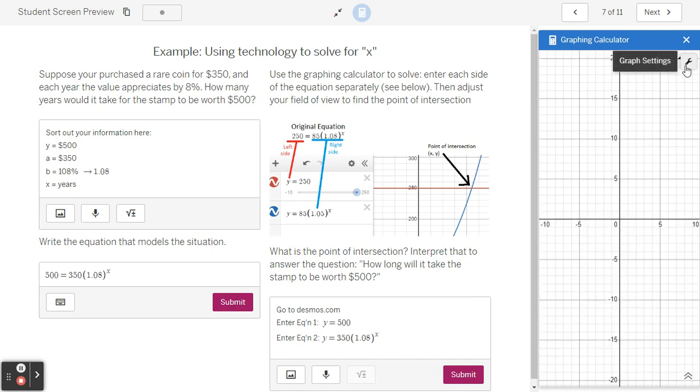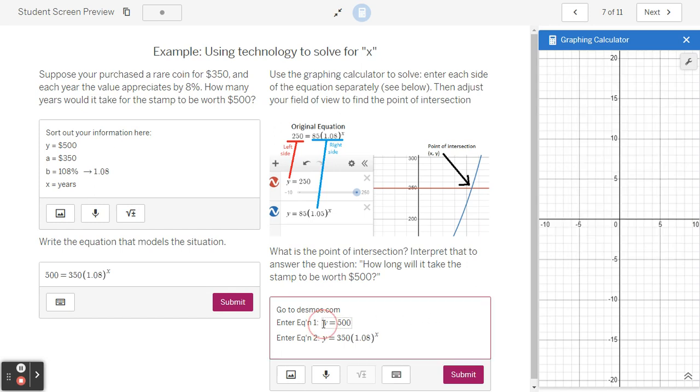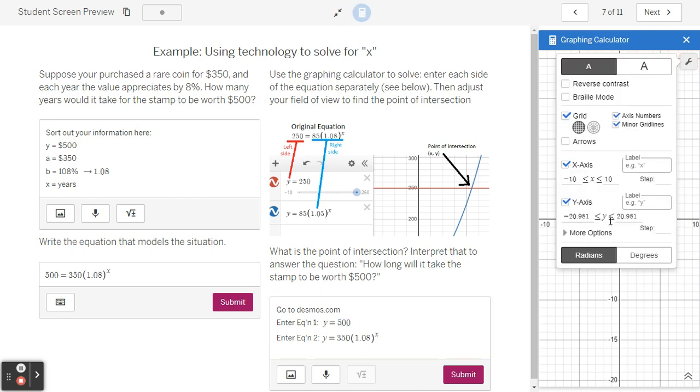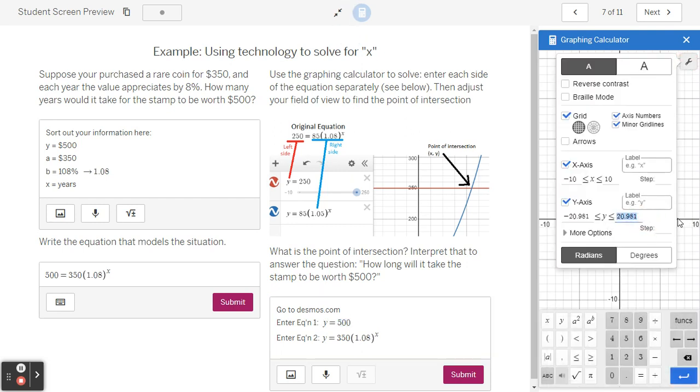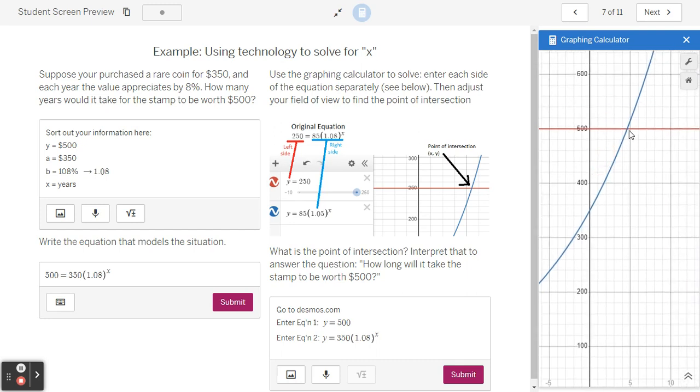I need to go up to the wrench where I can see the settings, and I'm going to change the values of my y-axis and the values of my x-axis. Now, I know that here it says y is equal to 500. So I'm going to make it go up to a number that's higher than 500. So for example, I pick 600. All of a sudden, inside my field of view, I see the graph.